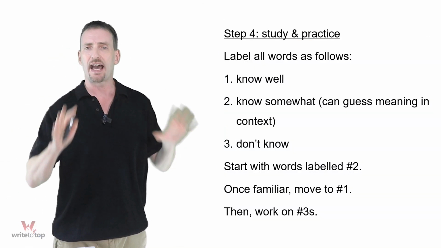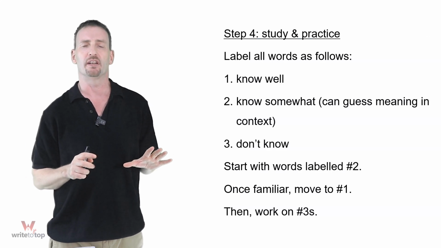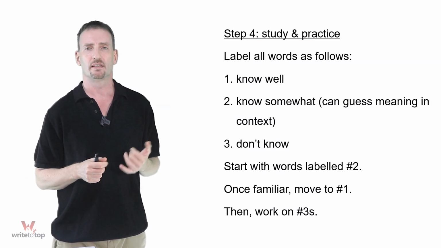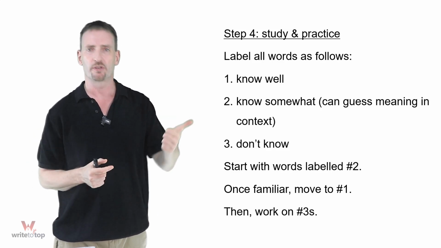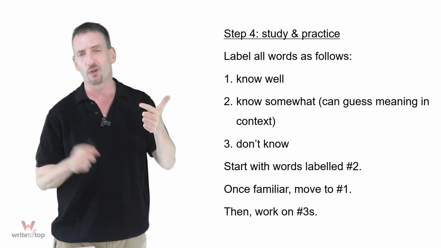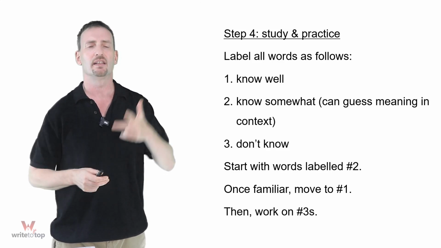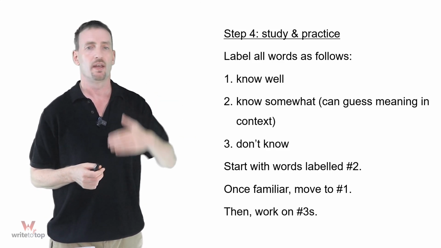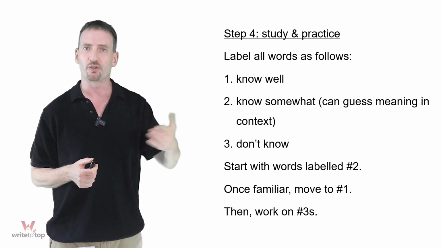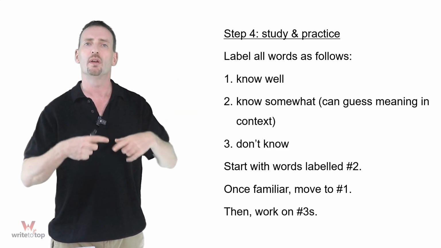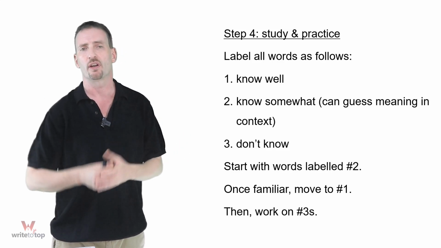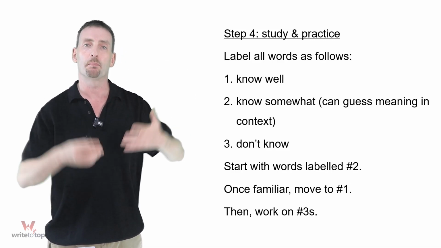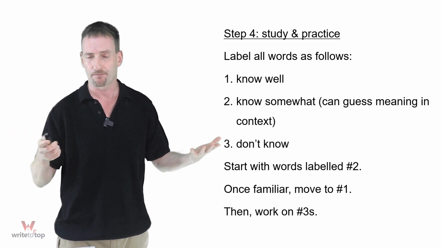Okay? And the last step you're going to do in terms of vocabulary. How are you going to study and practice? You're going to have a whole list of words. Label them. Words that you know well, words that you know somewhat, you can guess them in context, and words that you don't know. Start studying the words number 2 that you somewhat know and move them into the number 1 category. And lastly, work on the words you don't know, get to know them, build your vocabulary. Okay? And that's it for video 1.